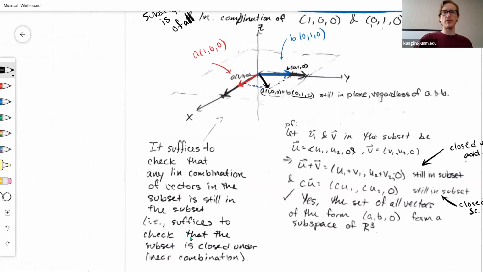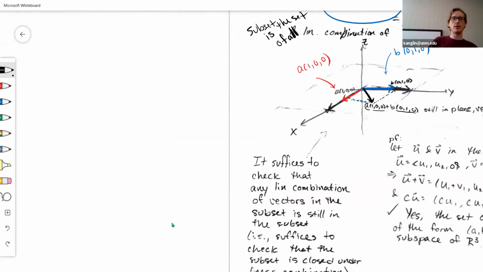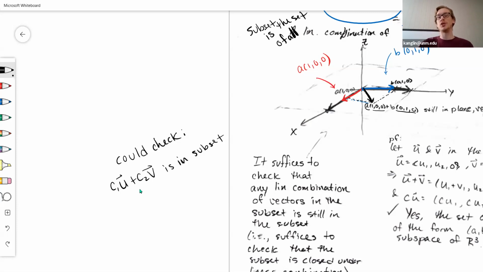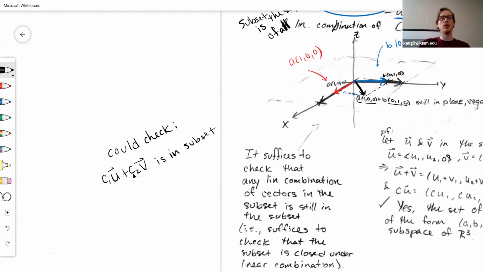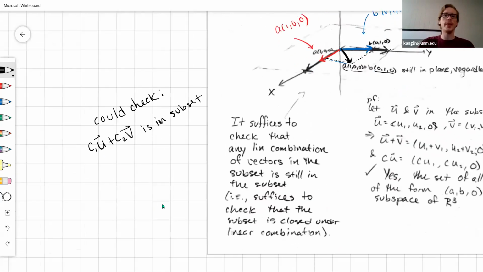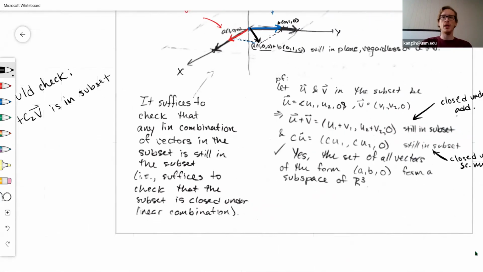Now, I want to clarify what I said over here. It suffices to check that the subset is closed under linear combination. Just meaning instead of doing these separately, you could check it all at once. You could check that C1 times U plus C2 times V is in the set. That would prove closure under addition and scalar multiplication all at once. That's what I call closure under linear combination. Okay, let's go on from there.